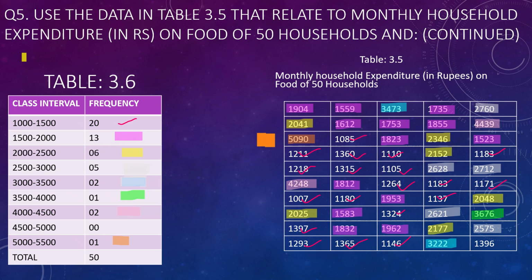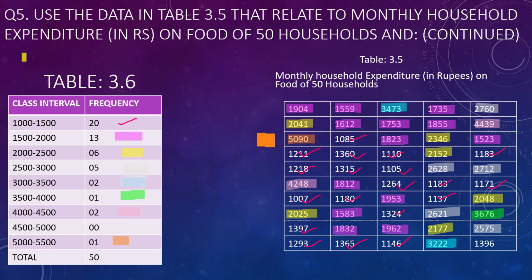How? We will find out how many of the household expenditures are between, first, 1000 to 1500. So how many values are here which are between 1000 and 1500? Here we see that all the pink ticked values are between 1000 and 1500. So we find that there are 20 values. So the frequency for the class interval 1000 to 1500 will be 20.